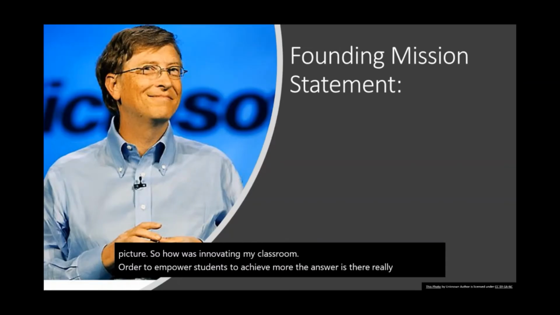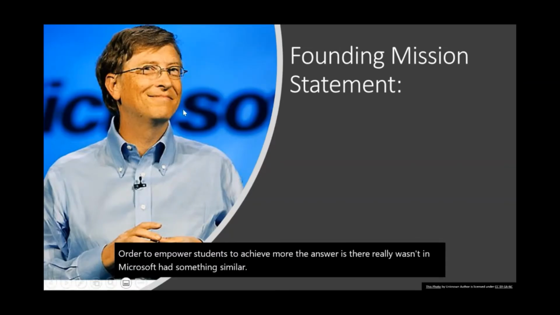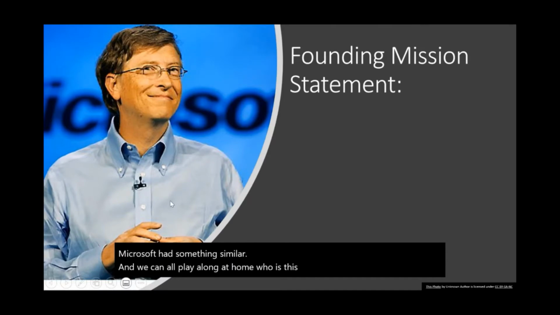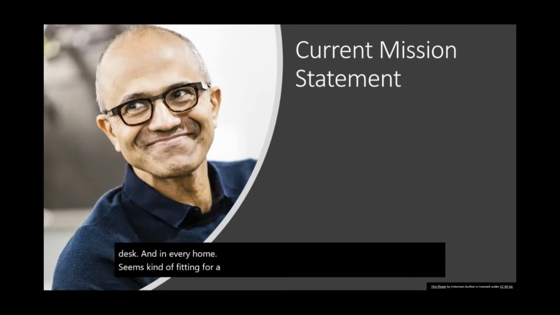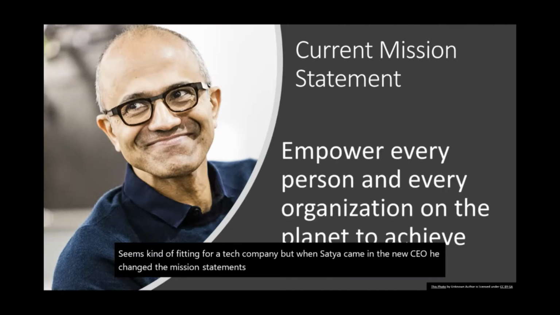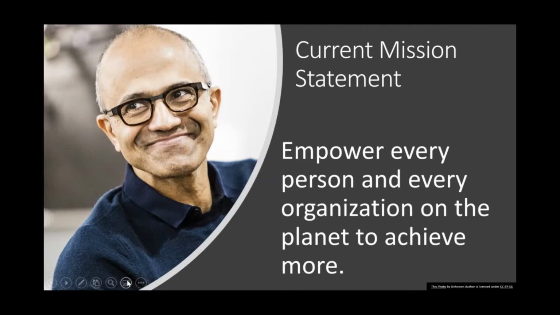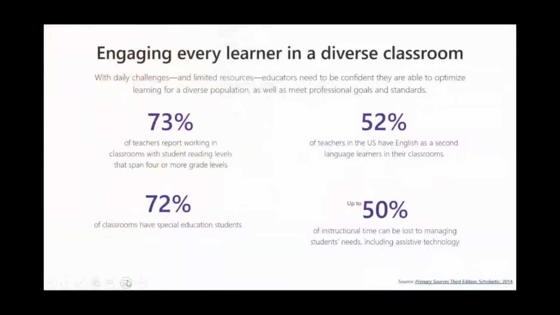And Microsoft had something similar. We can all play along at home. Who's this guy? That is Bill Gates. And when he founded Microsoft, this was the original mission statement: a computer on every desk and in every home. Seems kind of fitting for a tech company, but when Satya came in, the new CEO, he changed the mission statement, and it is now empower every person and every organization on the planet to achieve more. So it's not solely tech facing. How can we empower all sorts of different people? And that's really where accessibility comes in.